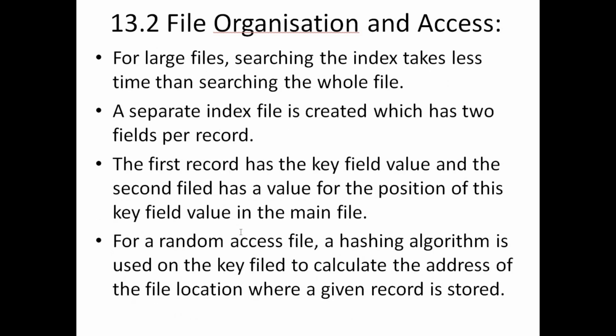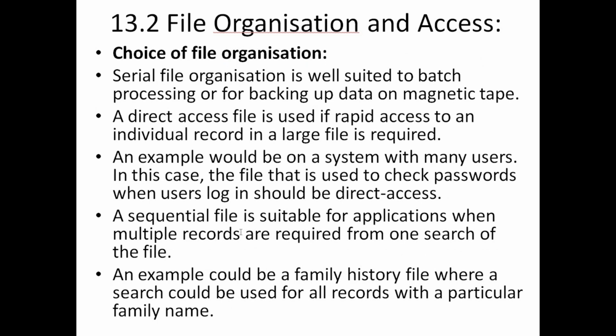For larger files, searching the index takes less time than searching the whole file. A separate index file is created which has two fields per record. One is the key field value, one is the location or the position. For a random access file, a hashing algorithm is used on the key field to calculate the address of the file location where a given record is stored. I kind of discussed that before as well.